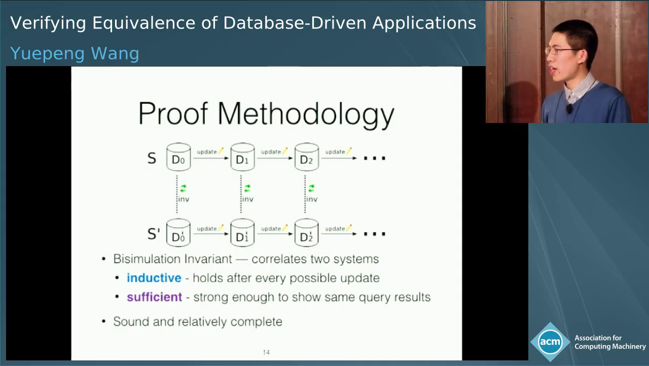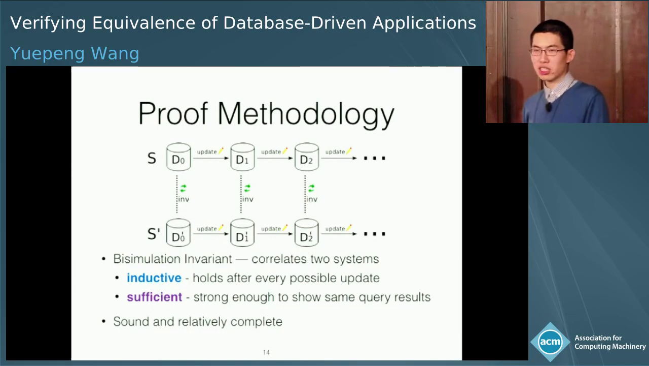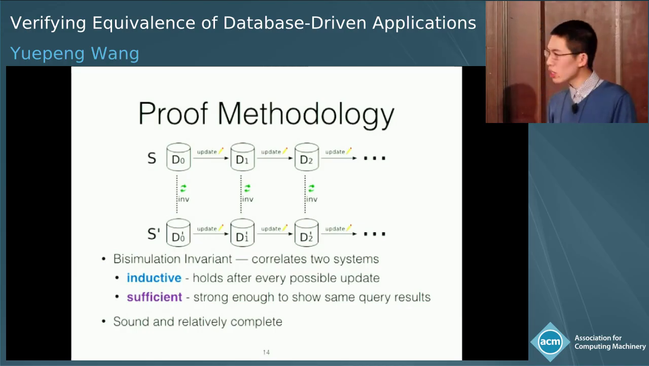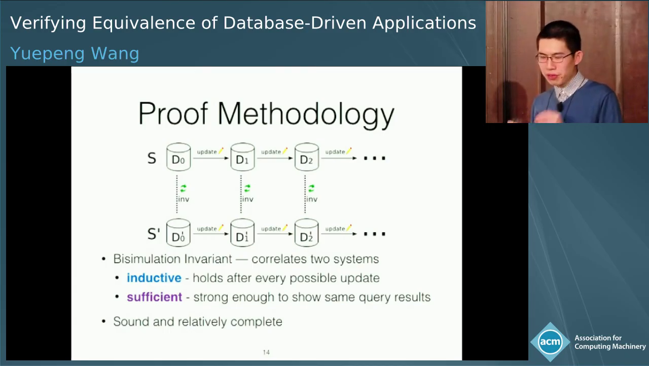The key idea is to find a so-called bisimulation invariant that tries to correlate the database states of these two systems. However, we don't want just any bisimulation invariant. In order for us to verify the correctness of this invariant, it must be inductive. In other words, the invariant should be preserved after performing corresponding updates on both programs. And furthermore, for the invariant to be useful, it must be sufficient to show the equivalence.